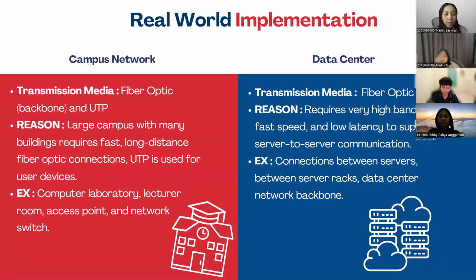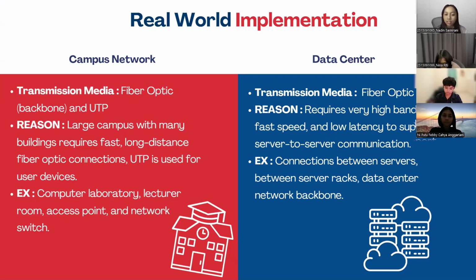The third one is the campus network. We use a fiber optic backbone and UTP for transmission media because a large campus with many buildings requires fast and long distance fiber optic connection. And also UTP is used for the user devices. For example, computer laboratories, lecture rooms, access points, and network switches.